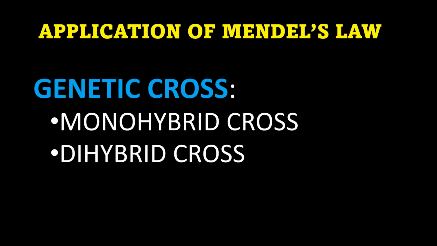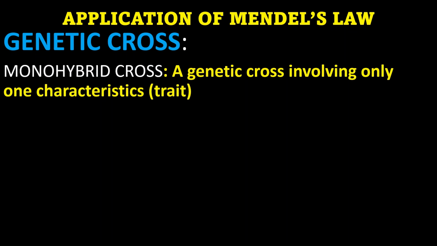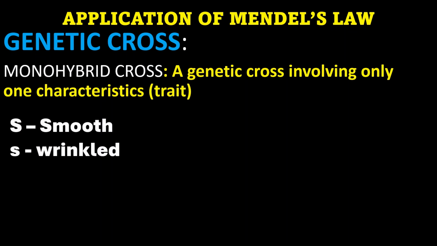Now let's explore Mendel's laws and their application in these two types of crosses. So we're going to apply Mendel's law there, and now we're going to start here. So we all know a monohybrid cross refers to a genetic cross involving only one characteristic. And so on your screen, we have two different types of the letter S. One is uppercase, one is lowercase. The uppercase is called a dominant S, and then the lowercase is a recessive S.